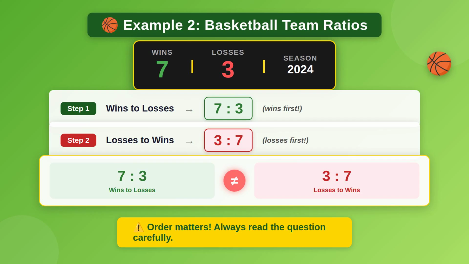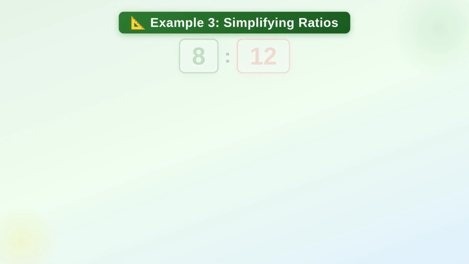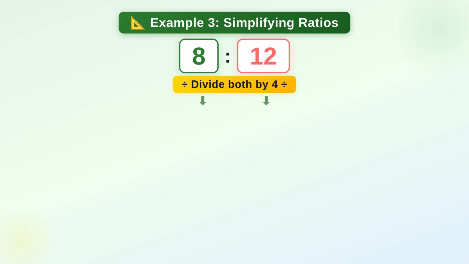7:3 and 3:7 are completely different ratios. Always read the question carefully to know which order to use. Great news. Maya is catching on fast.